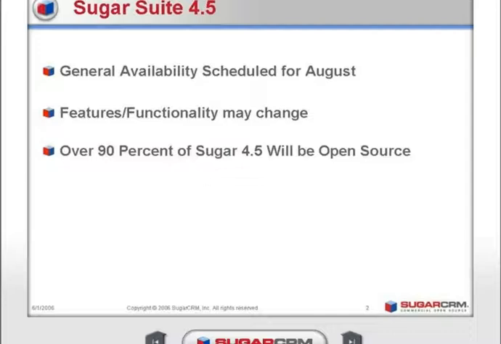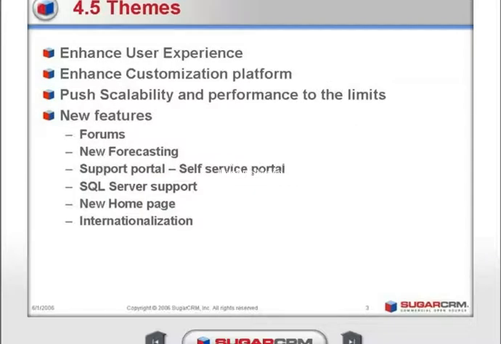One of the major contributions that we are doing in 4.5 is that about 90% of the investment that we are making in the product will be open source. We have kept this philosophy from day one, that at least 80% of the functionality should be open source. So what are the major themes in 4.5?